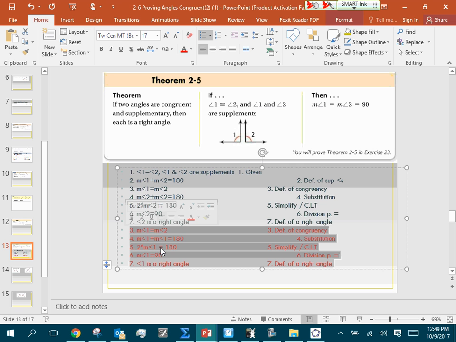But please understand that if we were to stop at 7, angle 2 is a right angle, that really doesn't prove this conclusion that each is a right angle. We've only shown that 1 is a right angle. We need to show both. Just little technicalities within proofs that we come across every once in a while.